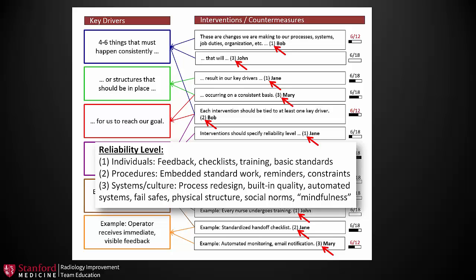In general, interventions that depend on individual skill can get us to no better than about 95% reliability. These include things like group and individual feedback, checklists and training, and basic standardization. We call these Level 1 reliability. Level 2 reliability interventions are generally focused on standardized techniques or procedures and include embedded standard work, reminders, and constraints such as forcing functions. Again, we'll talk about this more later on in the course. Level 3 reliability interventions are generally focused on system solutions or cultural change. These include process redesign, built-in quality, automated systems, fail-safes, physical structure, social norms, and so-called collective mindfulness. Generally, we start out with solutions like training and feedback at first, because we usually need to get people on the same page before we can move to higher level reliability solutions. Also, it's okay if you can't specify the reliability level of the solution. Just do your best. Your coach will help you with this.